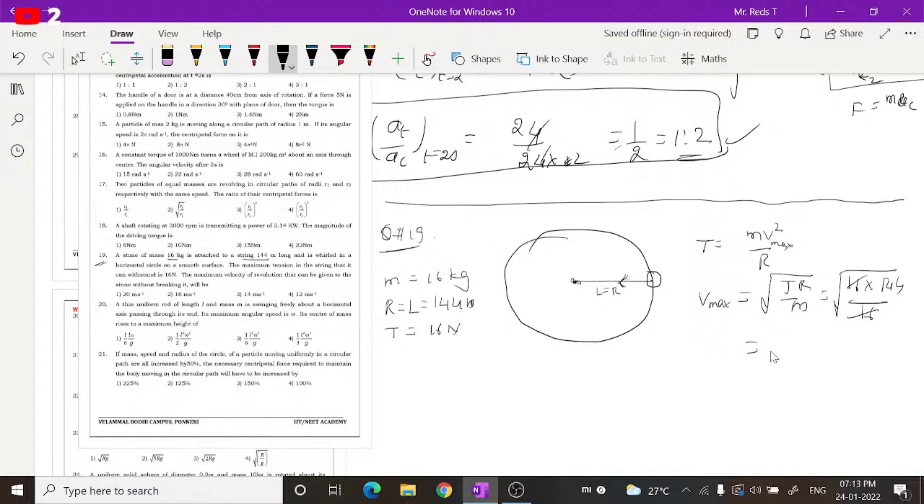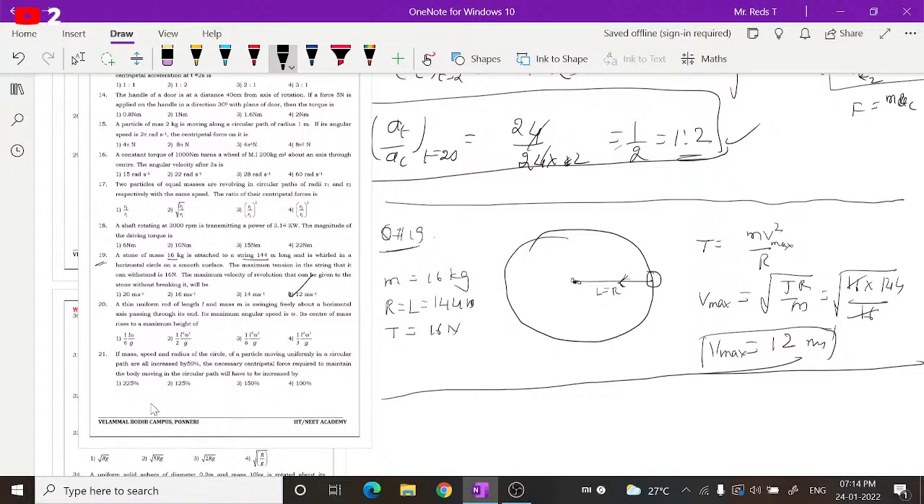So Vmax is equal to 12 meter per second. So what is that option? Option 4 is the right one. I hope it is clear for you. Yes. Next question, number 21.